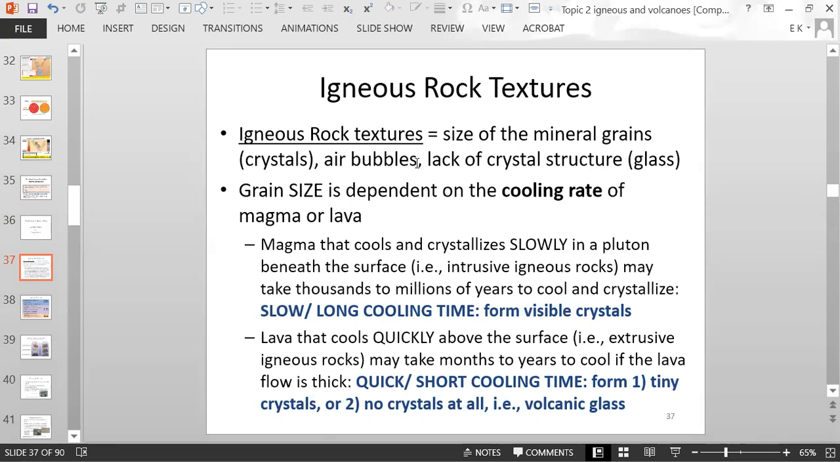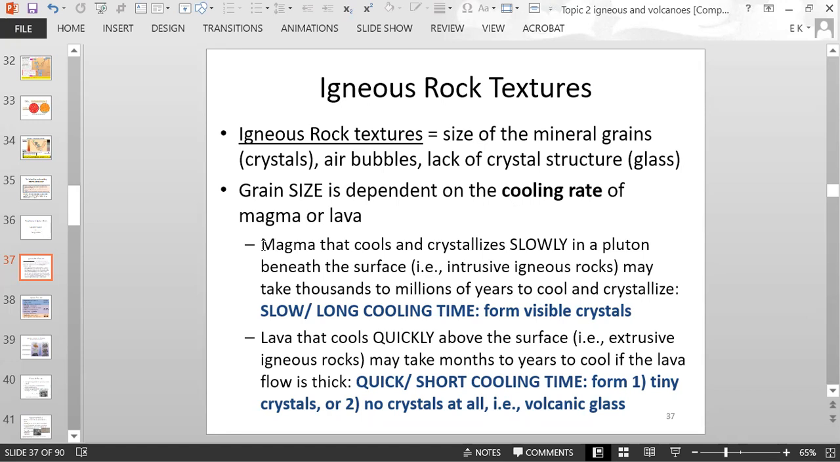Also, we look, are there air bubbles in the rock? Or is there a lack of crystals? In the case of natural glass, volcanic glass, you would have no crystals at all. Okay, so those are the things that we're looking at for rock textures when it comes to igneous rocks. So the grain size, as we discussed a little bit previously in this same lecture, depends on the cooling rate of the magma or lava.